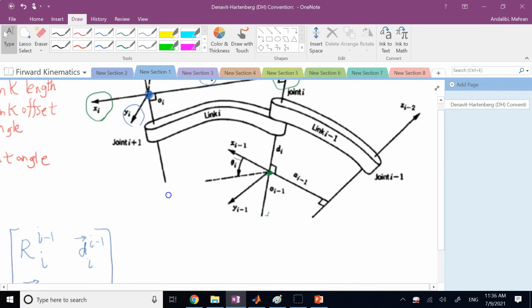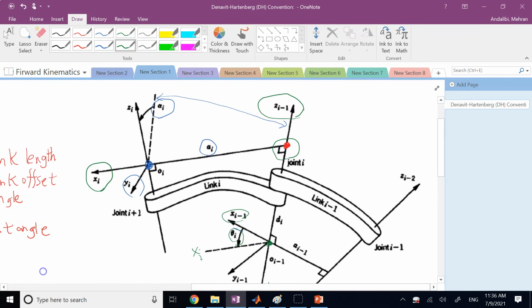So how do you determine the direction of theta? Well, theta has to align Xi minus 1 with what? With Xi. So that's how you determine the direction of theta. And now you look at the direction of theta against what? The direction of Zi minus 1.